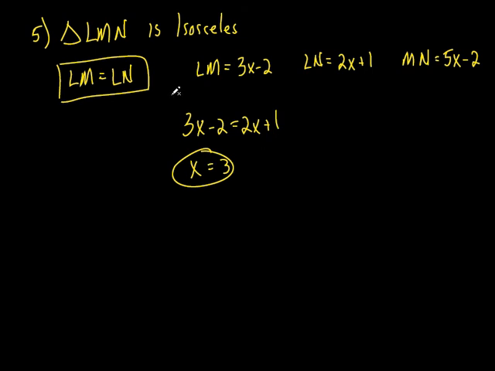Now I got to find all the other missing sides. I got to find LM, LN, and MN. So let's put it into LM. 3 times 3 is 9, minus 2 is 7. So that's 7. Oh, look, I can save myself a second, right? LN is the same exact thing, isn't it? So that has to be 7. If you wanted to plug it in, you could. 2 times 3 is 6 plus 1 is 7. Yep, works.